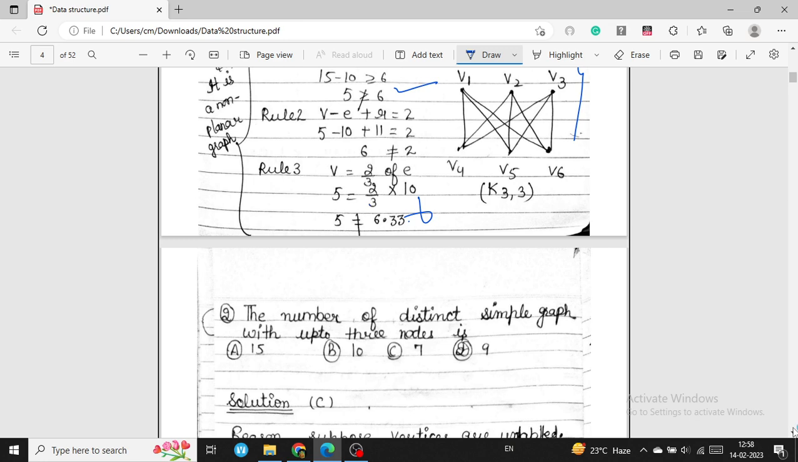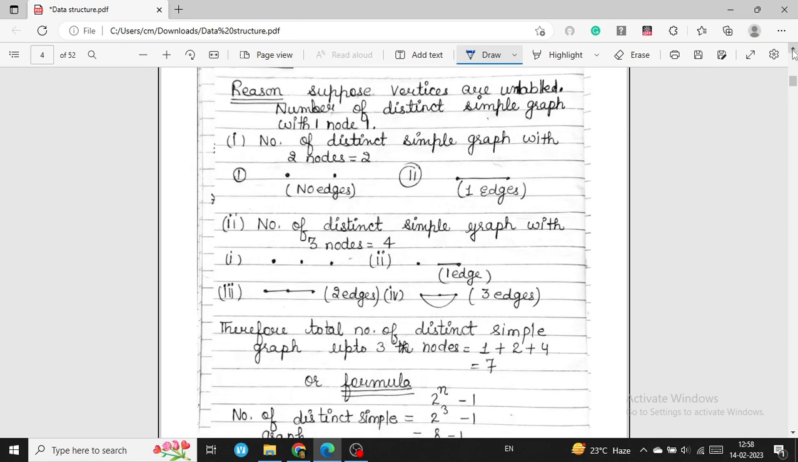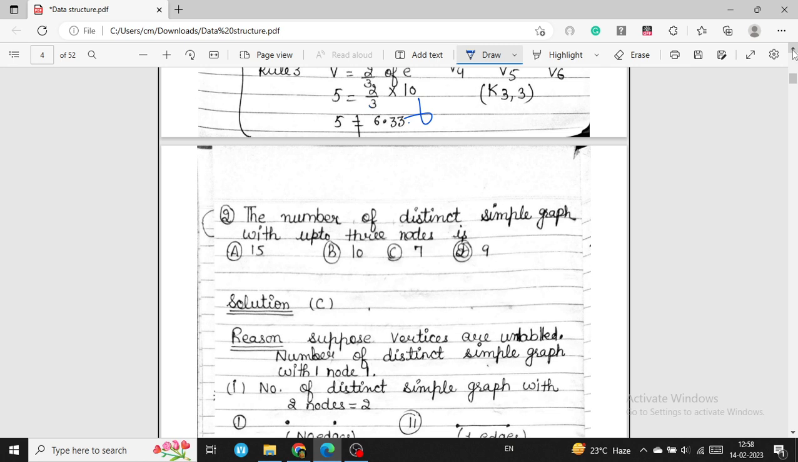Now next question. The next question is the number of distinct simple graphs with up to 3 nodes. We have to find the number of distinct simple graphs. Distinct means different. We have to find the number of different simple graphs with up to 3 nodes. Its answer is 7. How is its answer 7? We solve it by this method.